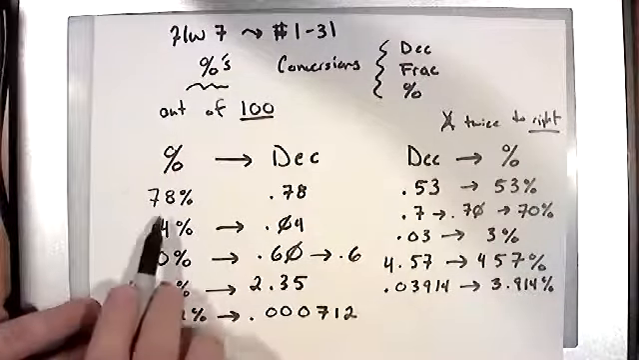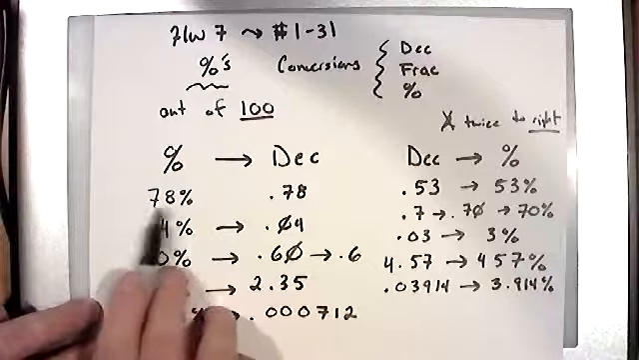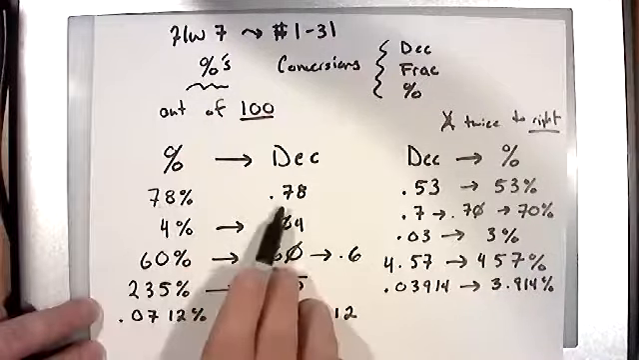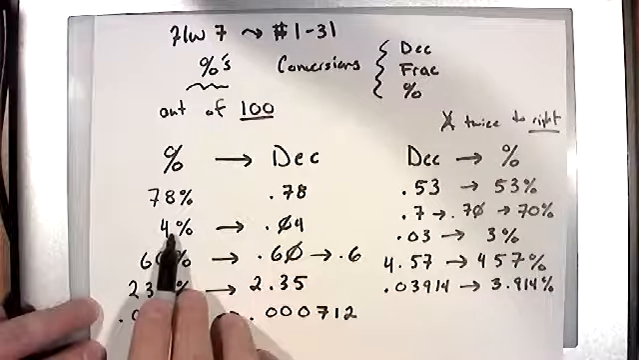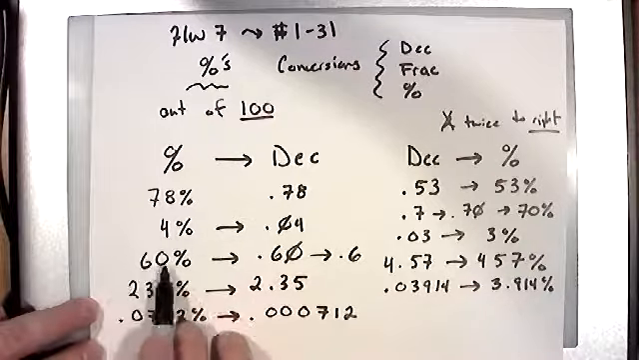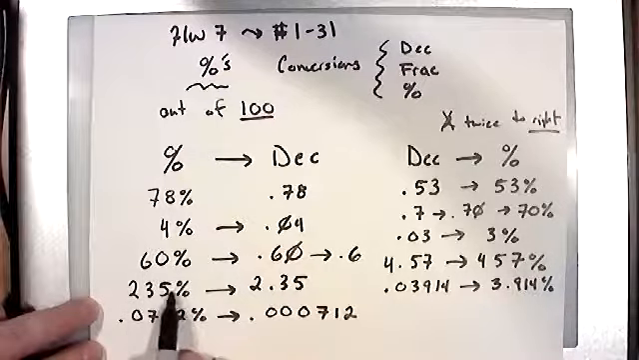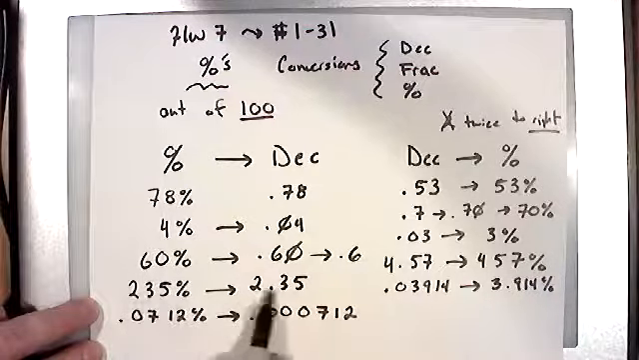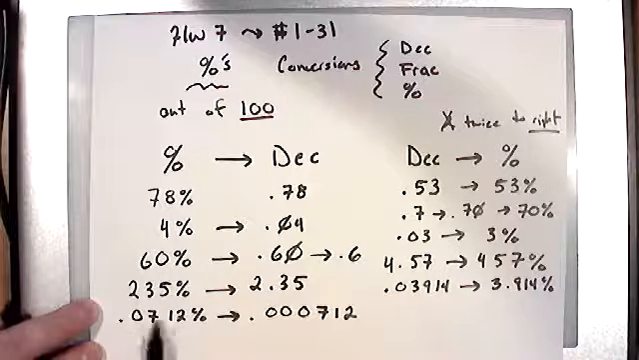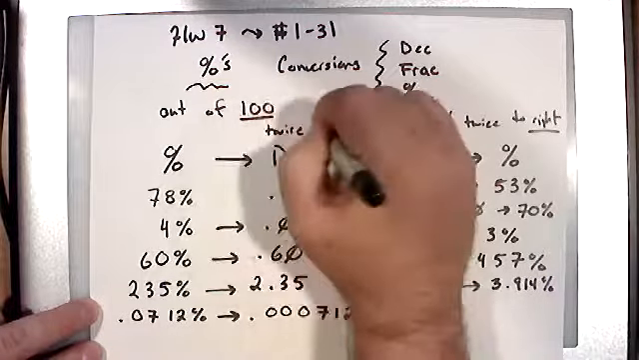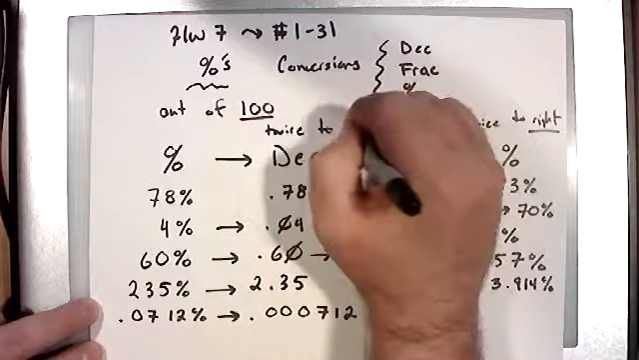Percentages are the other way. Think about 78. Where's the decimal on 78? Well, it's at the end of it, right? And then we moved it left twice. The decimal on 4 is at the end of it. Then we moved it left twice. The decimal on 60 is at the end of it. Then we moved it left twice. 235, we moved it left twice to make 2.35. 0.0712, we still moved it left twice, which ended up adding 2 zeros. So from percent to decimal, you go twice to the left.